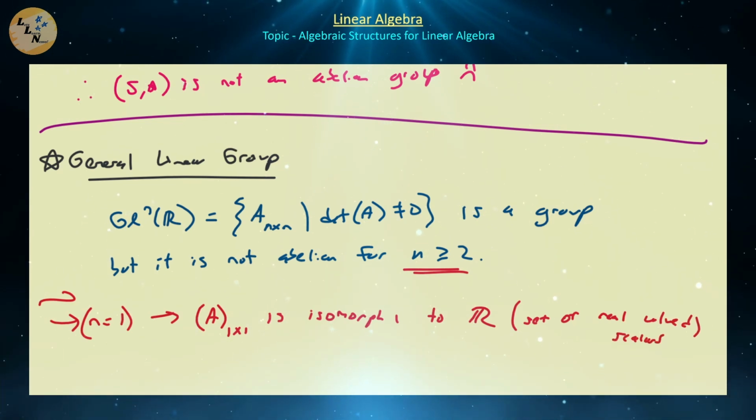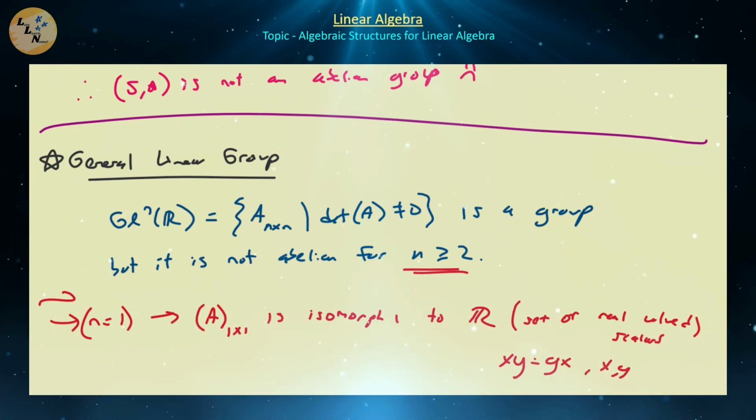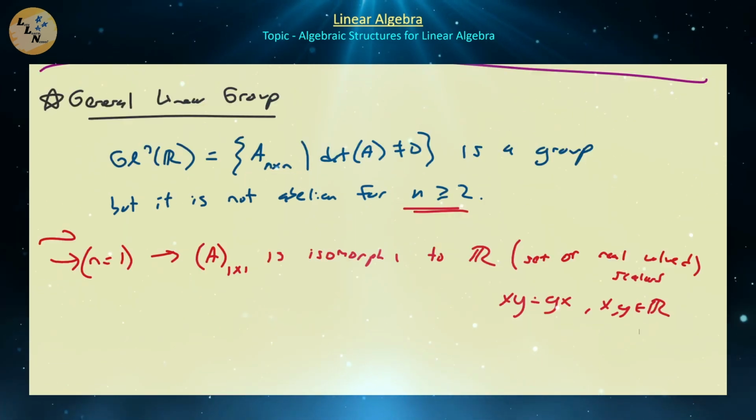Right? Because we know that if x and y are real numbers, xy is equal to yx, where x and y are in R. So if this is a one by one matrix, it will be an abelian group, but for n bigger than or equal to 2, this is not going to be an abelian group. But it is a group.